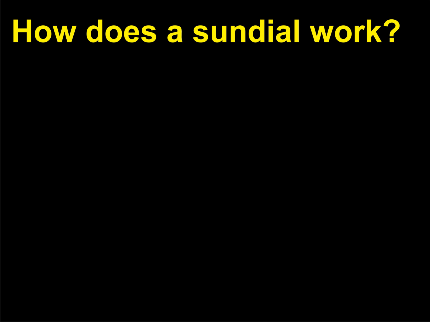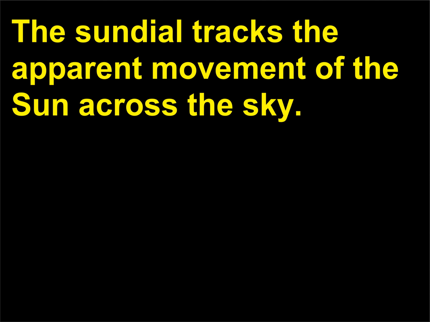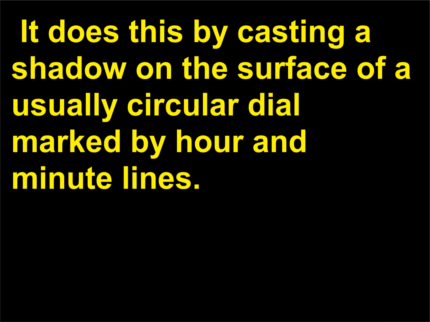How does a sundial work? The sundial tracks the apparent movement of the sun across the sky. It does this by casting a shadow on the surface of a usually circular dial marked by hour and minute lines.